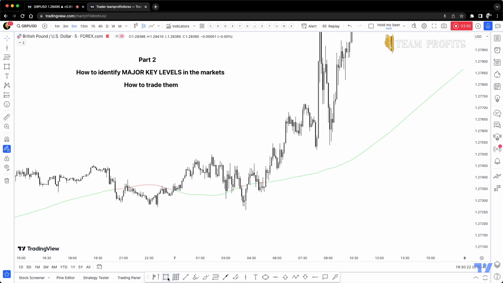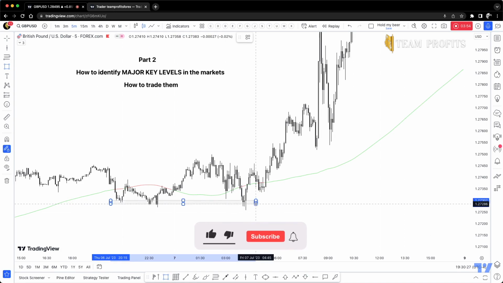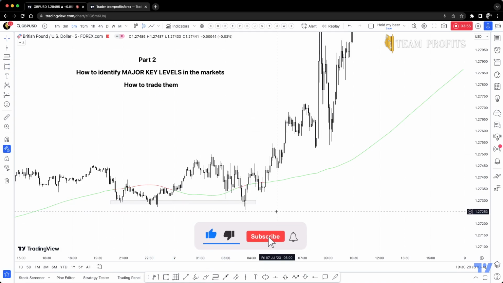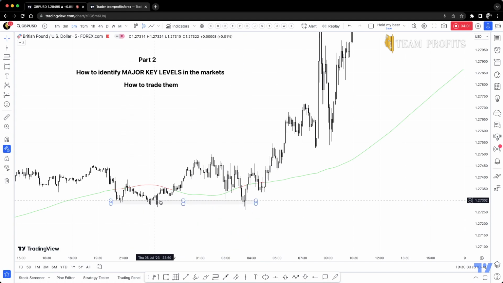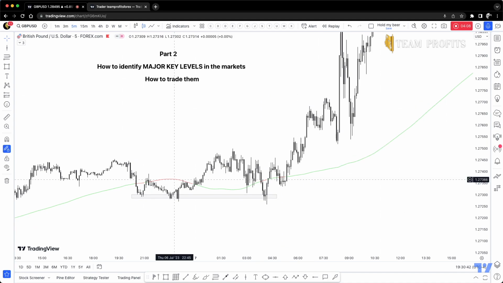So for example, we see that right here the market created this support, right? This is a major key level right here on a 5 minute time frame. It's been touched multiple times, but you see it never broke below. If anything, the price was actually struggling to break below and ended up pushing up. We see it even right here in this major support, this nice support on the 5 minute time frame.